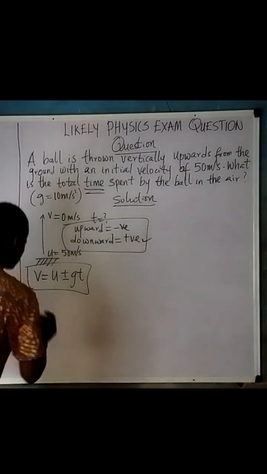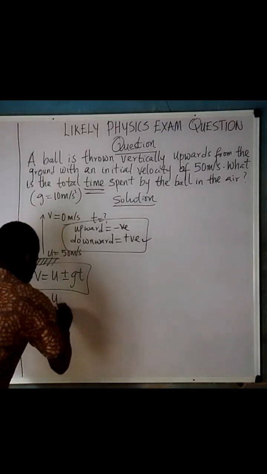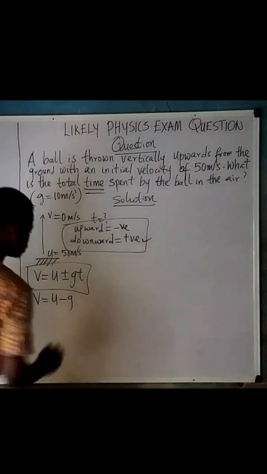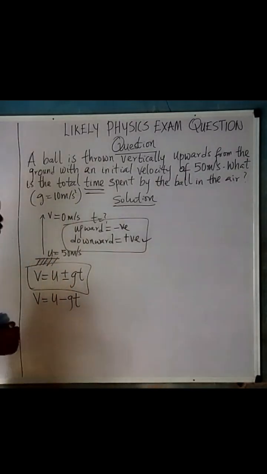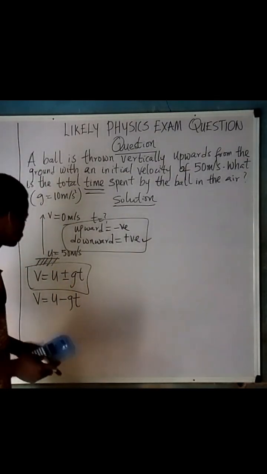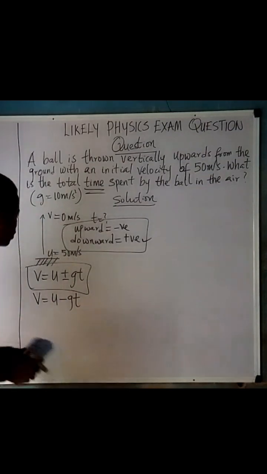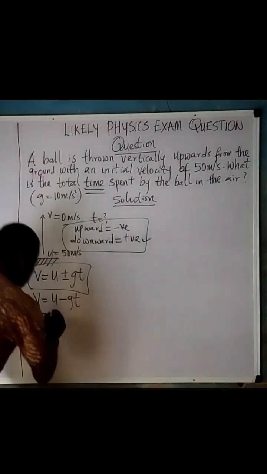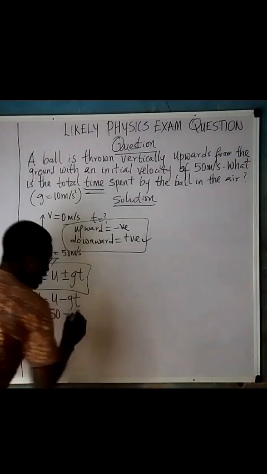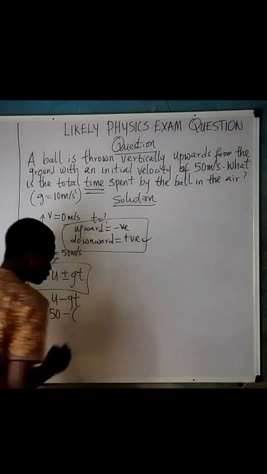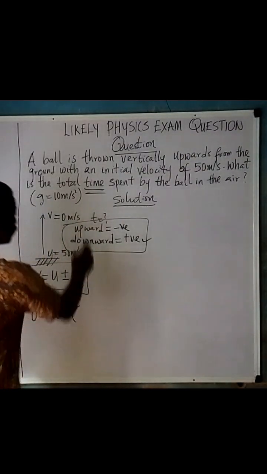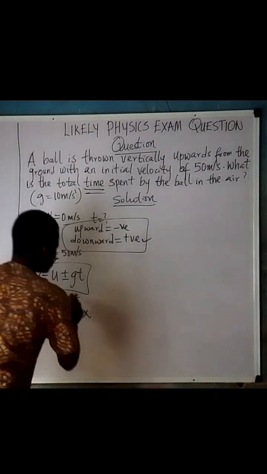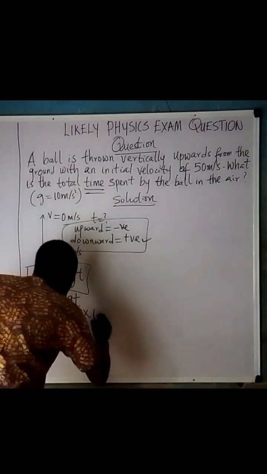So let's continue. We will now say v equals u, and in place of these two signs, we'll just simply put minus gt. So this is what we are now going to be using to solve the question. We know that our v, final velocity, is 0. It will be equal to our u, initial velocity, which is 50, minus g, which from the question we take as 10, times t. t is unknown, so we leave it as t.